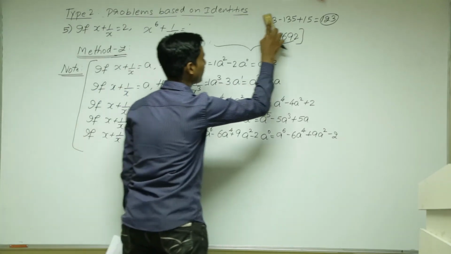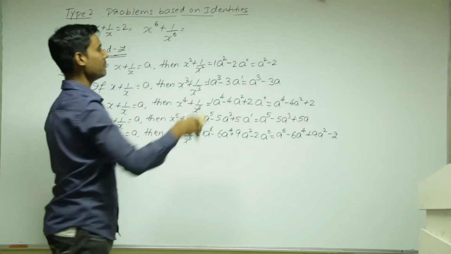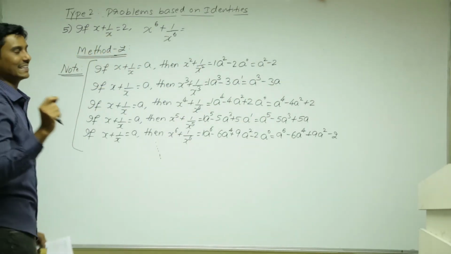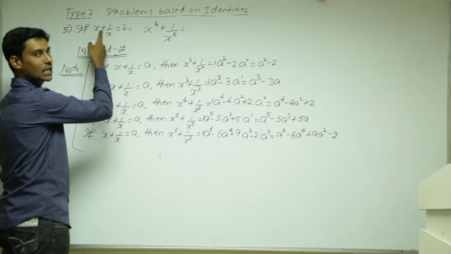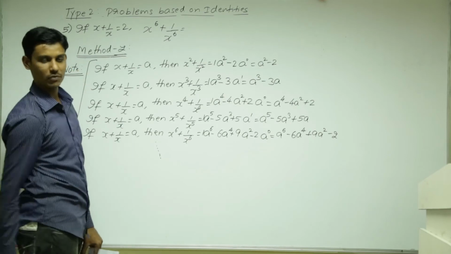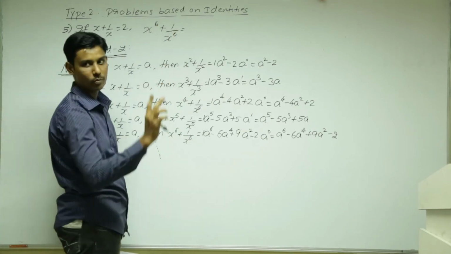Now see here, the easiest way to solve it, that is the reason I told you so many times, keep an eye on your right hand side. Your right hand side is 2. That means the value which will satisfy for x is 1. Right? It will be 1. The answer should be 1 power 6 plus 1 by 1 power 6. The answer should be 2. Right?